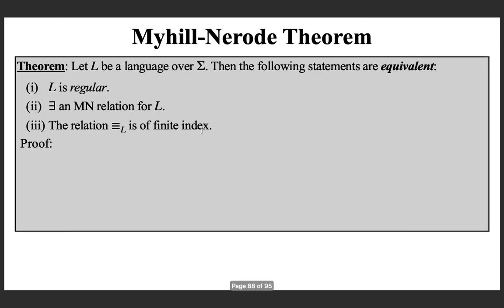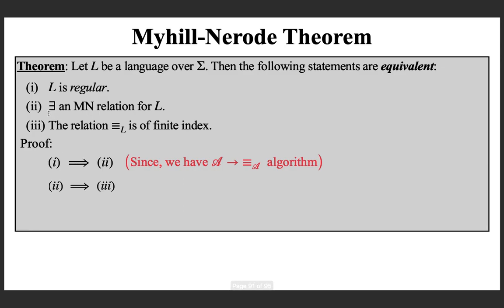We can prove it, not difficult. We can prove that if L is regular, then there exists an MN relation. This is what we did in the lecture L22. We discussed an algorithm which will give you an MN relation from a DFA. So whenever 1 is true, 2 must be true. Now look at this implication, that is, whenever there exists an MN relation, then the canonical relation is of finite index. This is what we proved in the previous theorem.